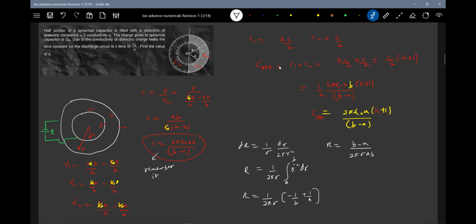Total it would have been 4 pi R square, no? Only through half of the surface it will come.